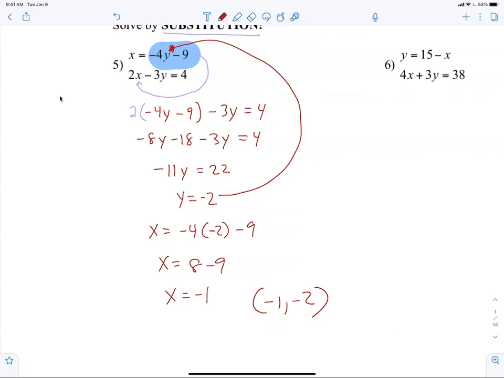x equals -4y minus 9. Do you agree with that? Do you understand that? I'm not sure what you're asking me. I replace x with -4y minus 9. I replace this x right there with -4y minus 9. I don't have any idea what you're asking me. Do you want me to plug it in? Where do you want me to plug it into?